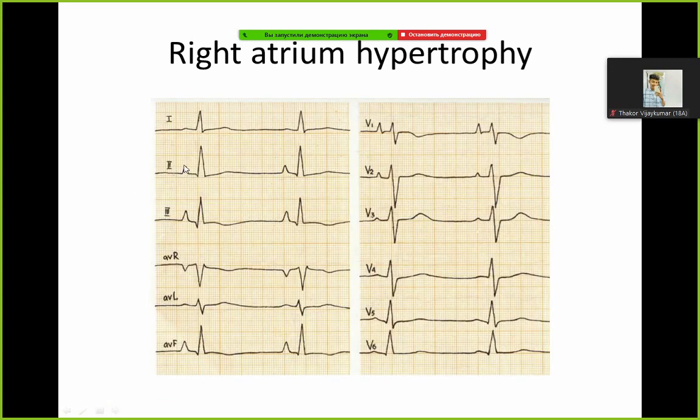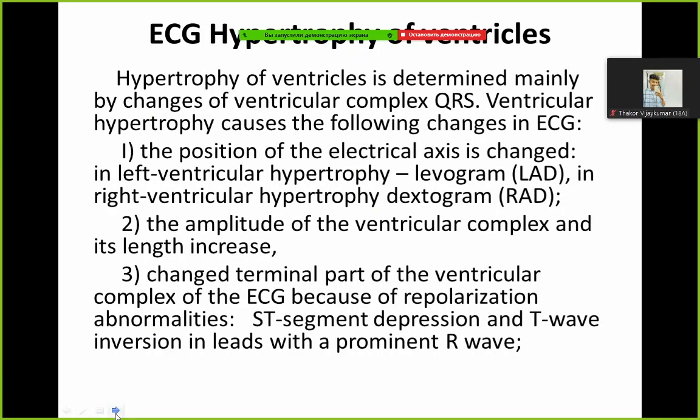Right atrium hypertrophy: very high P wave in the second standard lead and in V1 also. Ventricle hypertrophies are determined by changes of the ventricular complex, the QRS complex. First will be the change of position of the electric axis. In left ventricle hypertrophy there will be a left axis deviation, in right ventricle hypertrophy, right axis deviation.